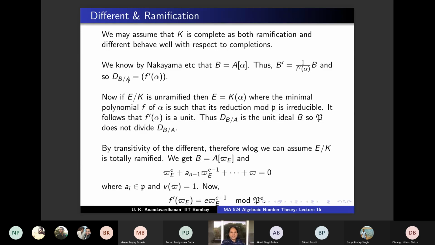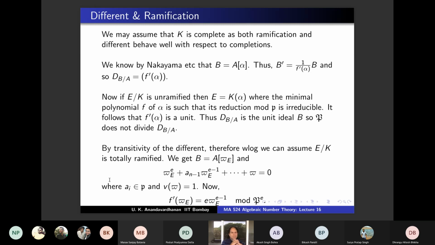Because you know that the different is generated by f prime of alpha. The different is generated by this. So the different has P^(e-1) dividing it. Exactly P^(e-1), e will be a unit. But if p divides e, then this pi_E^(e-1) becomes something bigger than e-1, because e will also contribute. So everything is done from this congruence relation. This should be congruent.